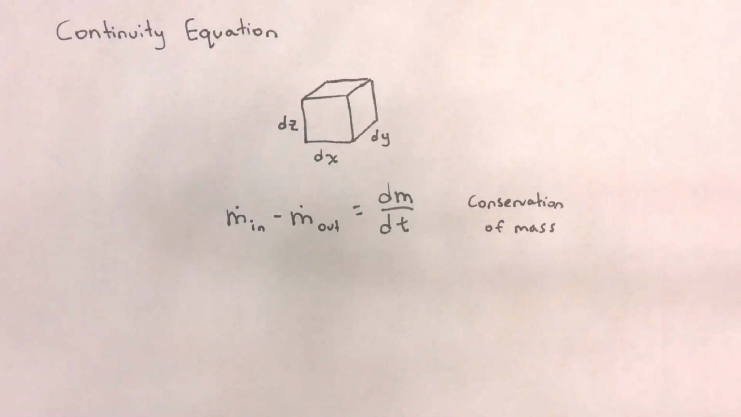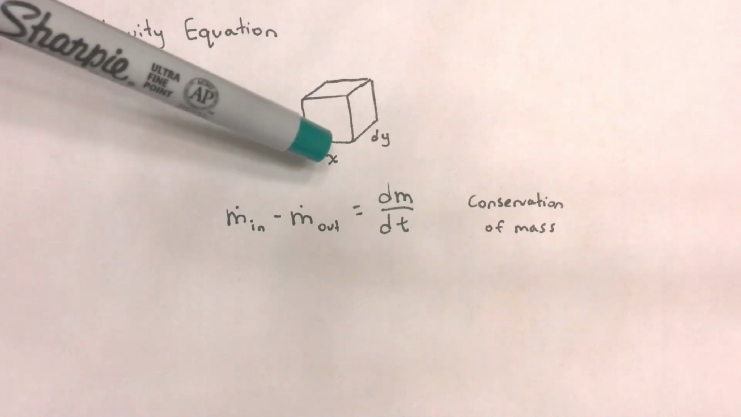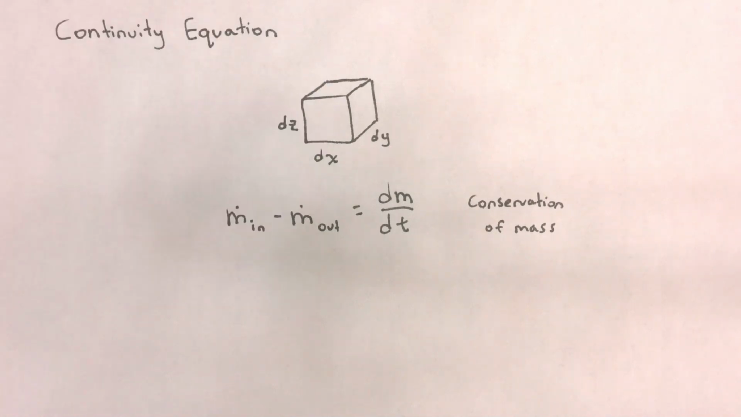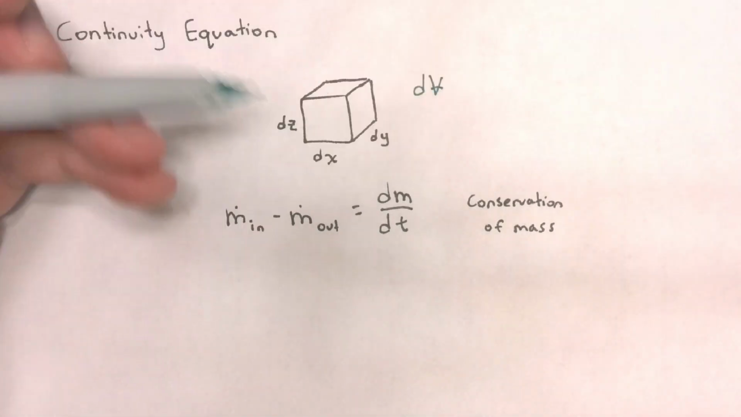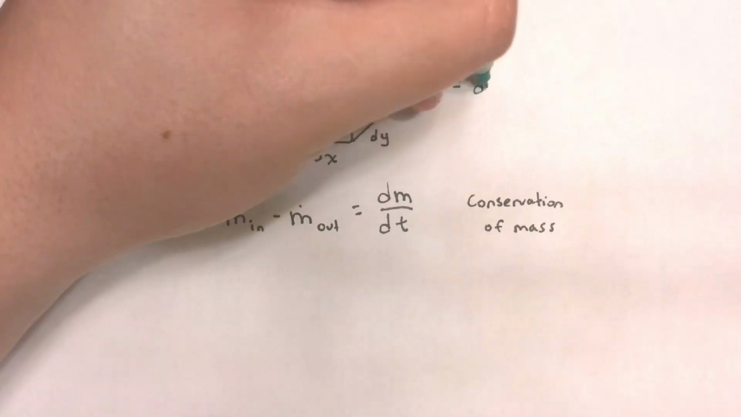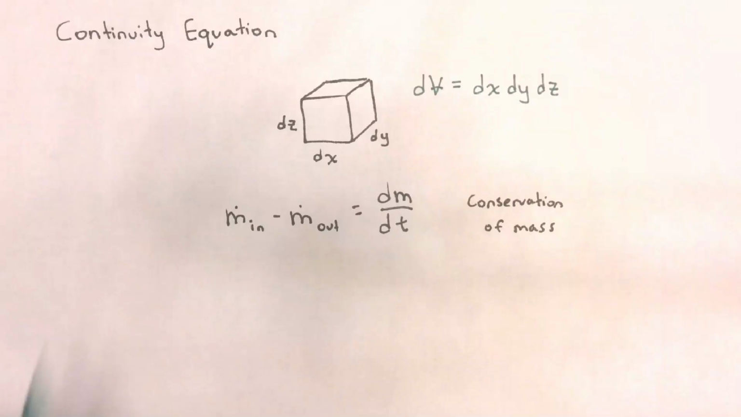In this video, we'll derive the continuity equation in its differential form. Now, let's start by considering an infinitesimally small control volume with dimensions dx, dy, and dz. That means that if I wanted to take the volume of this small cube, that volume would be dx times dy times dz.